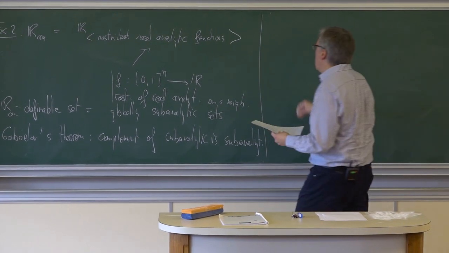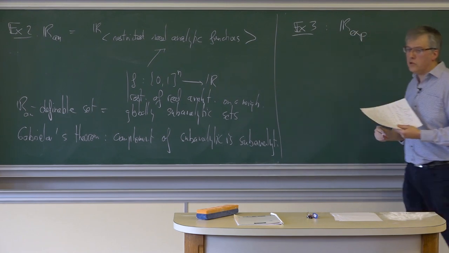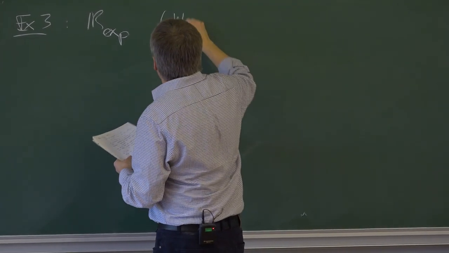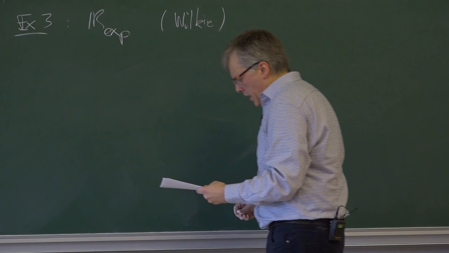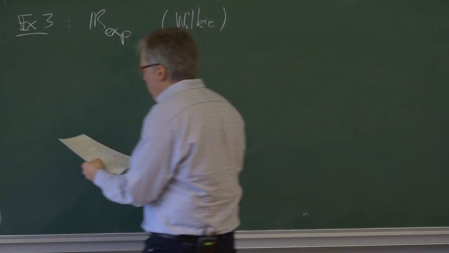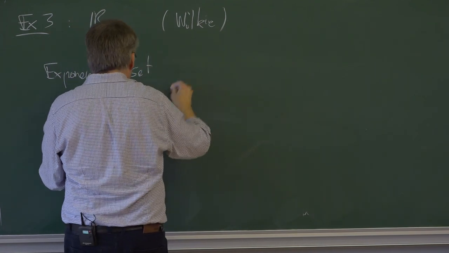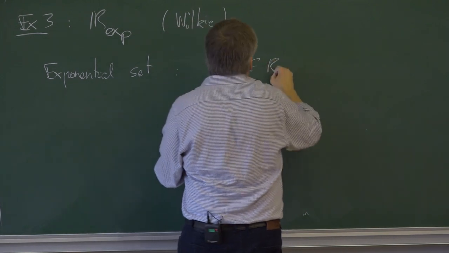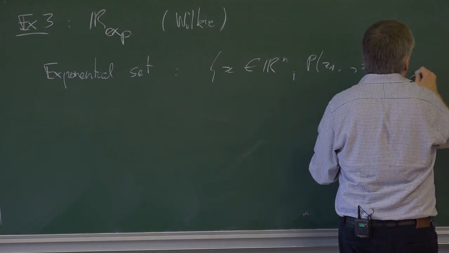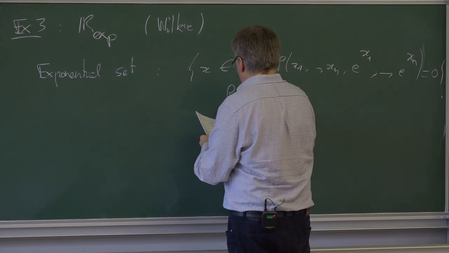Let me move to another, at the time, more exciting structure, which is Rexp. So this is just the expansion of the real field by the full real exponential function. So the proof that this is o-minimal is due to Wilkie. And it uses model theoretic techniques. So let me maybe say a few things. So an exponential set, so that you get an idea of what happens, is a set of the form x in Rn, exactly of this form: p of x1, ..., xn, exp x1, ..., exp xn, equal to zero. You can take the same number of variables in this example, where p is a polynomial.